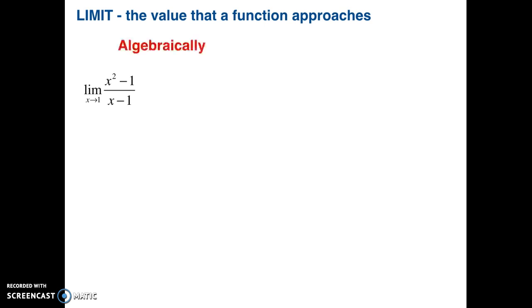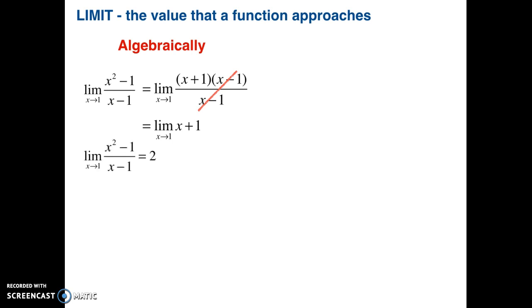The first is algebraically. If I factor the numerator and cancel out like terms, I'm left with the simplified version of the original function, the limit of x approaching 1 of x plus 1. When I plug in the value of 1 into x plus 1, I find that the limit of the function is equal to 2.